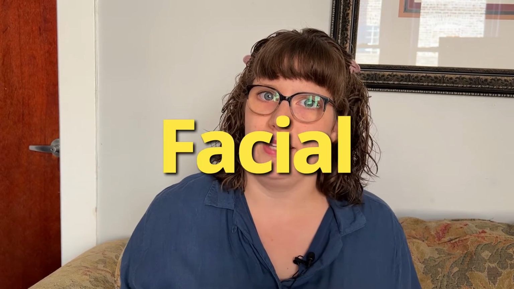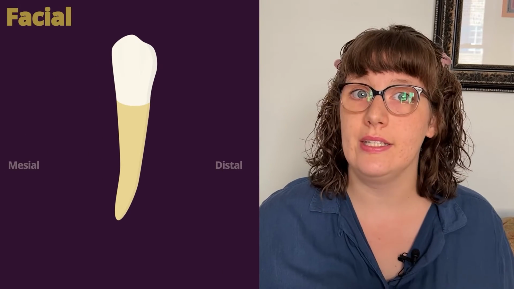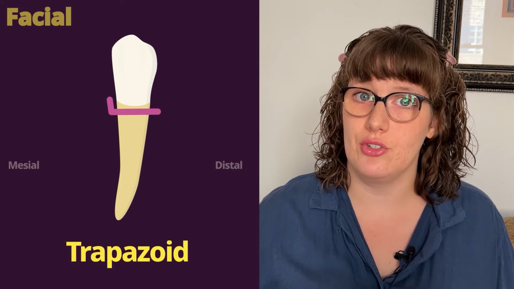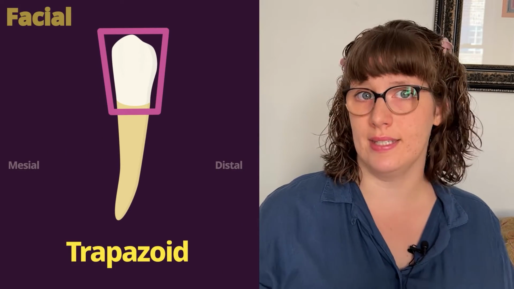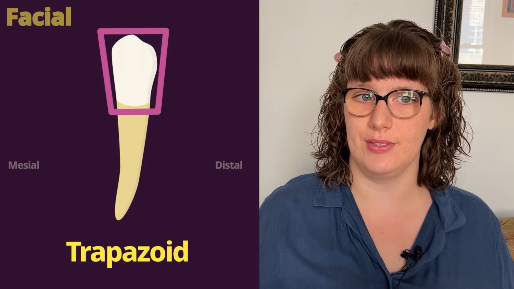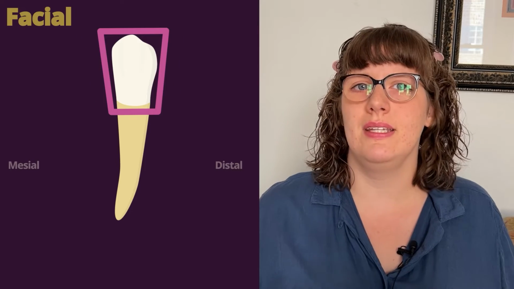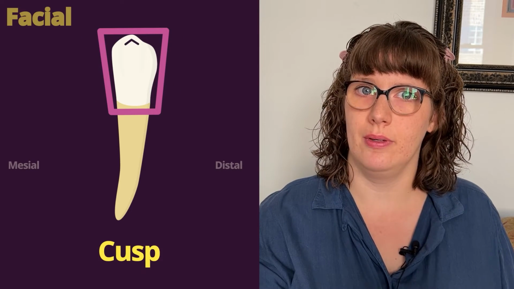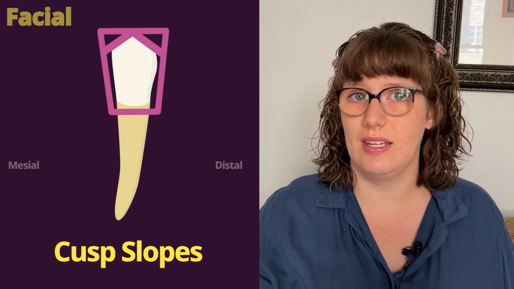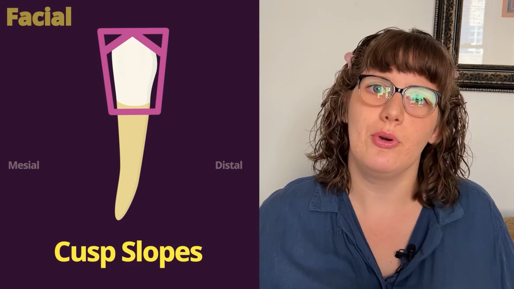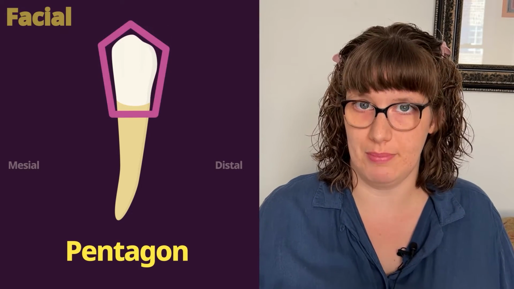Let's look at the mandibular canine from the facial. Like other anterior teeth, the shape of the crown is a trapezoid, with the larger base at the incisal and the smaller base at the cervix. So the tooth is tapering from the incisal to cervix. With the mandibular canine having a cusp tip with cusp slopes instead of an incisal ridge, the shape could be considered to be a pentagon shape as well.